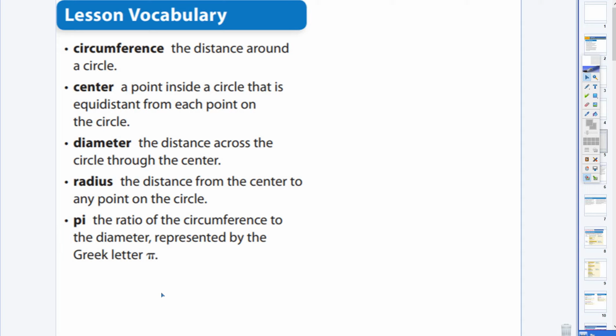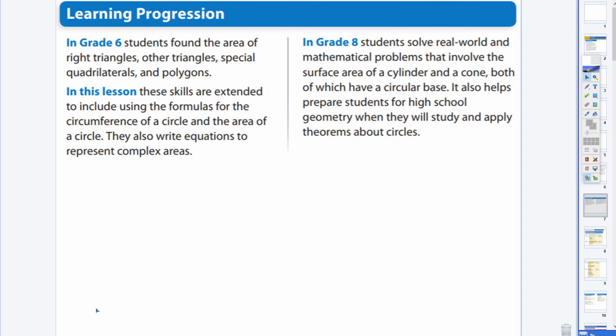So if you look at diameter and radius, radius is half of the diameter. Pi, the ratio of the circumference to the diameter, represented by the Greek letter pi. This is the symbol of pi. Let's look at the learning progression.